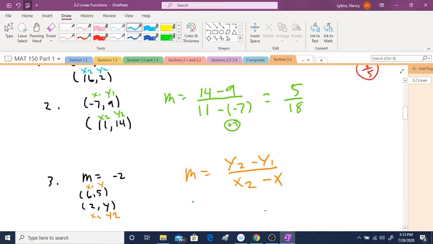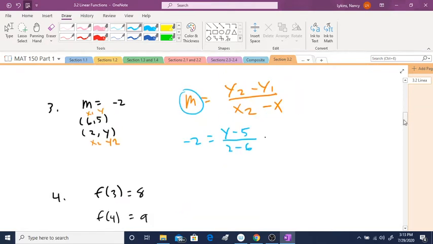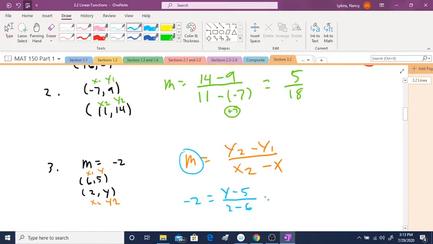Now in this case, my slope, my m right here is -2, but now I can start plugging my values. y2 is what we're trying to find. But on our coordinate thing, I'm just using y. So it's going to be y minus 5 over 2 minus 6. So now what we continue to do is we're going to work this out. So I still have my -2, y minus 5, but now at the bottom, I can do 2 minus 6, which is a -4.